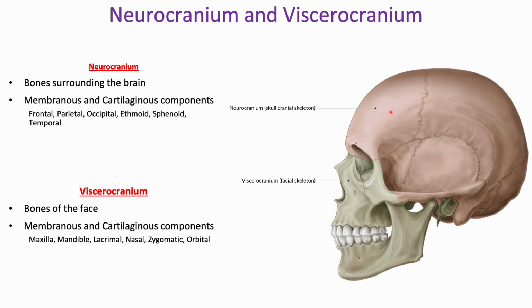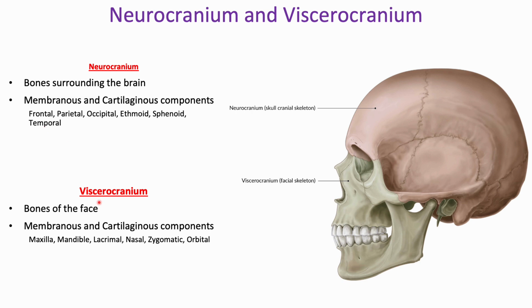But the bones that are surrounding the brain that you need to know: you have your frontal bone, your parietal bone, your occipital bone, your ethmoid, your sphenoid, and your temporal bones. So these are all bones that are surrounding the brain, and therefore these are collectively known as the neurocranium. Now the bones of the face, however, are going to be known as the viscerocranium.